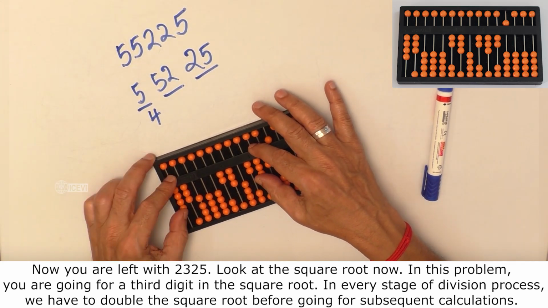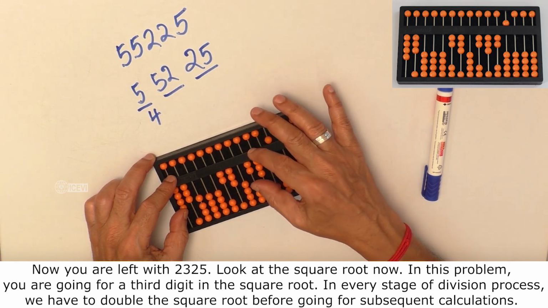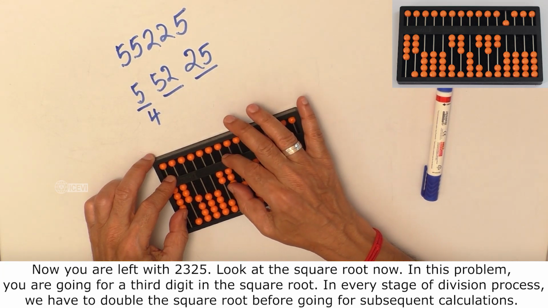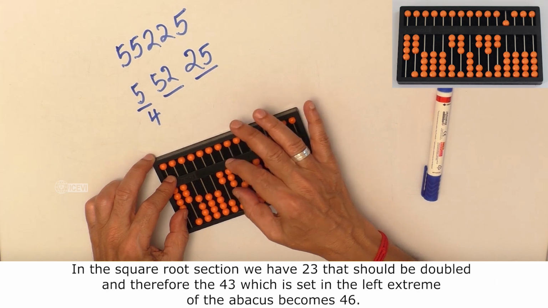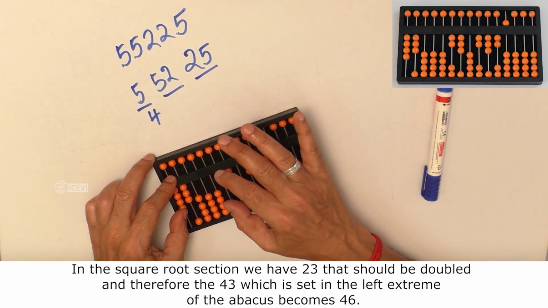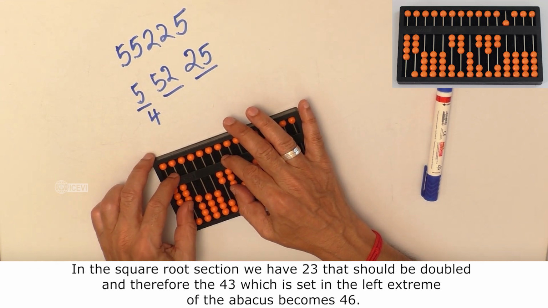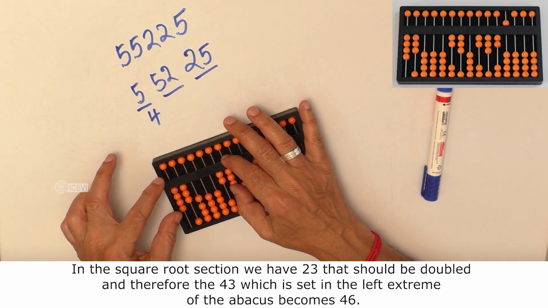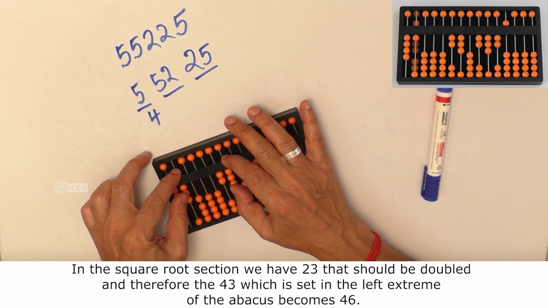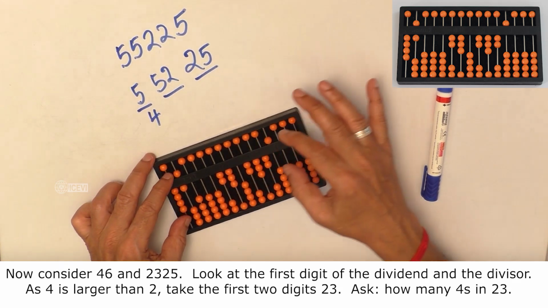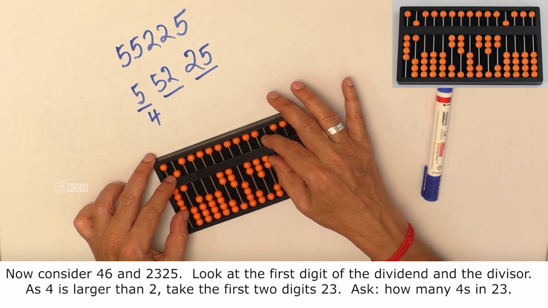Look at the square root now. In this problem, you are going for a third digit in the square root. In every stage of division process, we have to double the square root before going for subsequent calculations. In the square root section, we have 23. That should be doubled, and therefore the 43, which is set in the left extreme of the abacus, becomes 46. Now consider 46 and 2325.